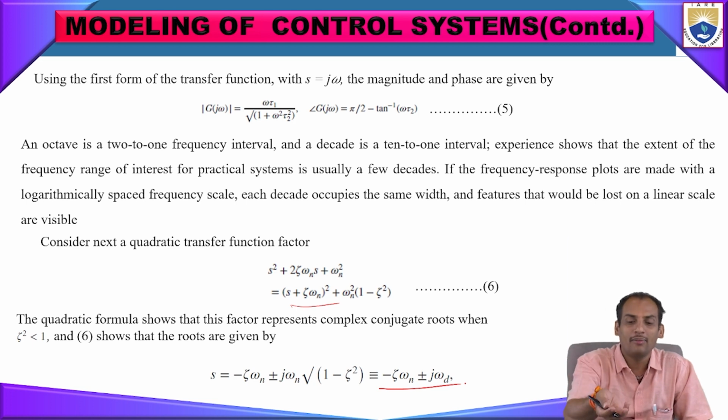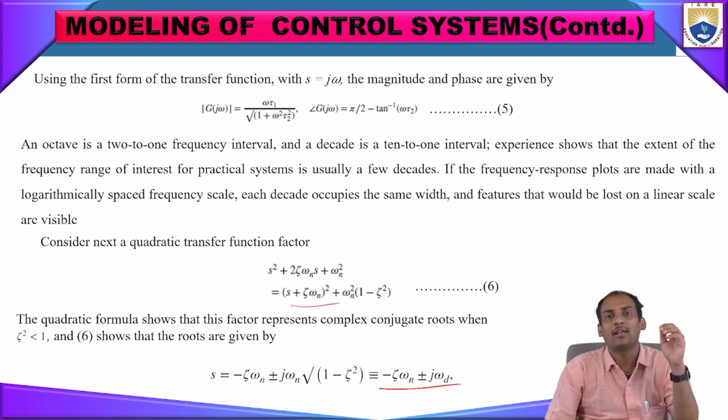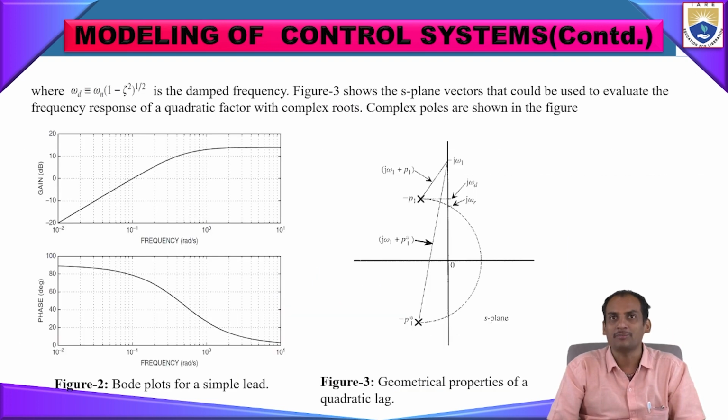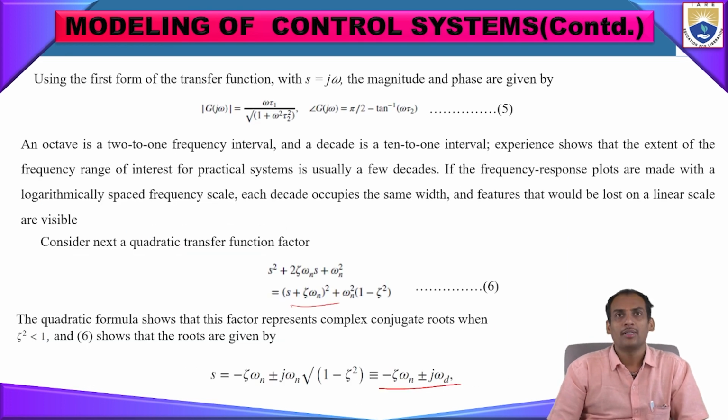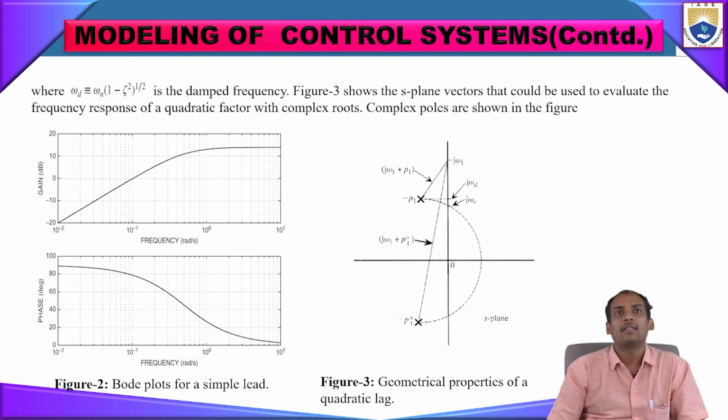So here it has a real part and an imaginary part also. If you plot these on a root locus plot, you will get the values and see how their behavior will be. Here you see the frequency response for real and imaginary gain, how it has been drawn. That is called the Bode plot. Here omega d is equal to omega n into root of 1 minus zeta square, and that is the damping frequency.